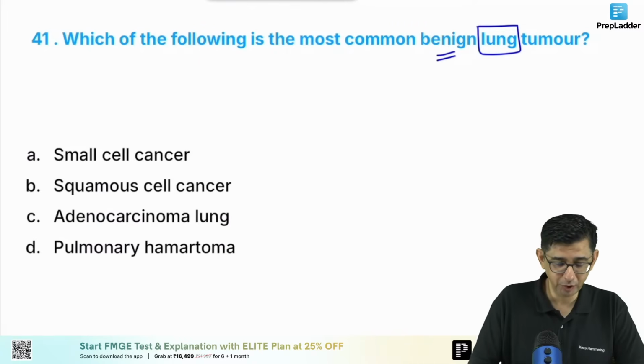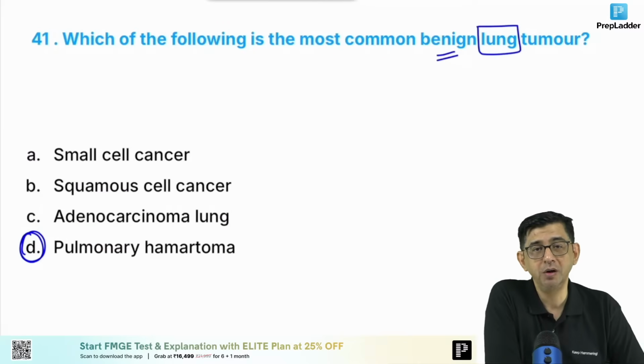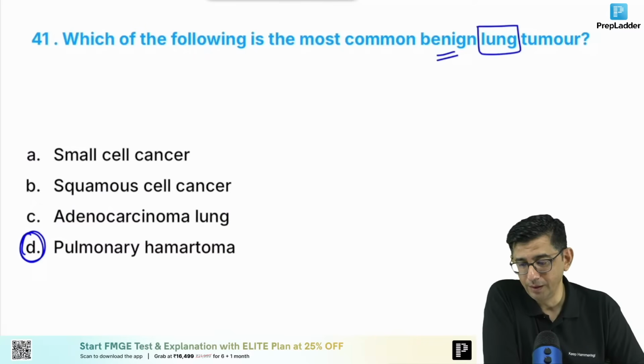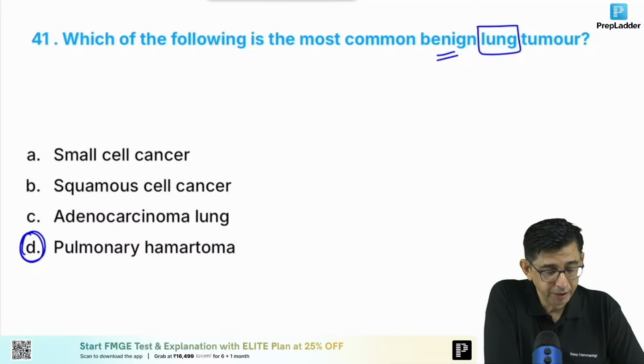It's a benign lung tumor that is being asked. Benign lung tumor is pulmonary hamartoma. Most of you are not reading carefully. You're taking it casually, man. Most common lung cancer is adenocarcinoma. I agree to that, but the question is saying benign lung tumor. The answer is pulmonary hamartoma.